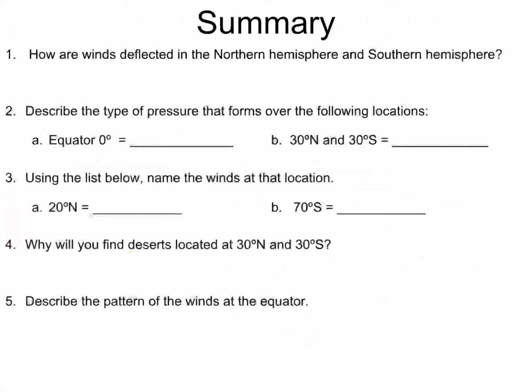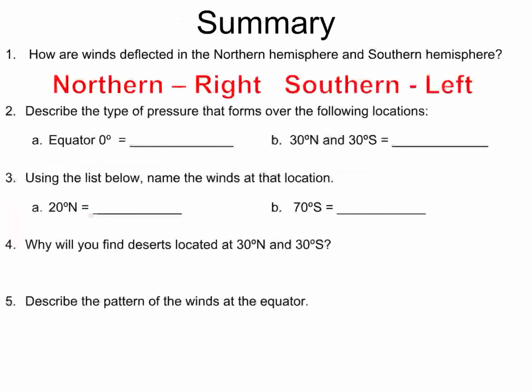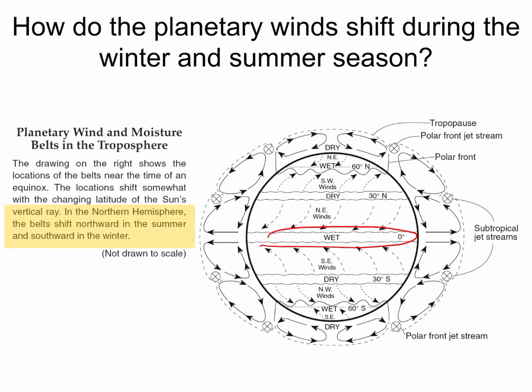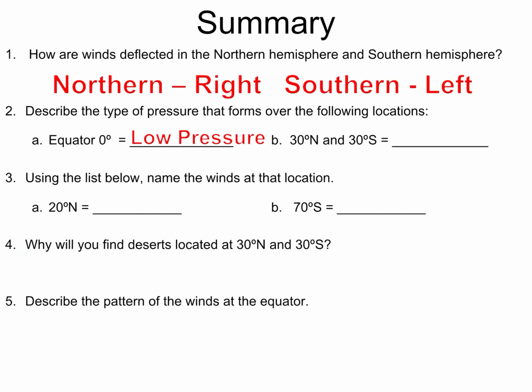Okay, so as far as your summary page, let's see if we could do these questions. How are winds deflected in the northern hemisphere and the southern hemisphere? So again, this is your Coriolis effect. In the north, you go to the right, and in the south, you go to the left. Okay? Describe the type of pressure that forms over the following locations. At the equator, it's wet, so that's going to be your low pressure. And at the 30s, it was dry, so that's going to be your high pressure.